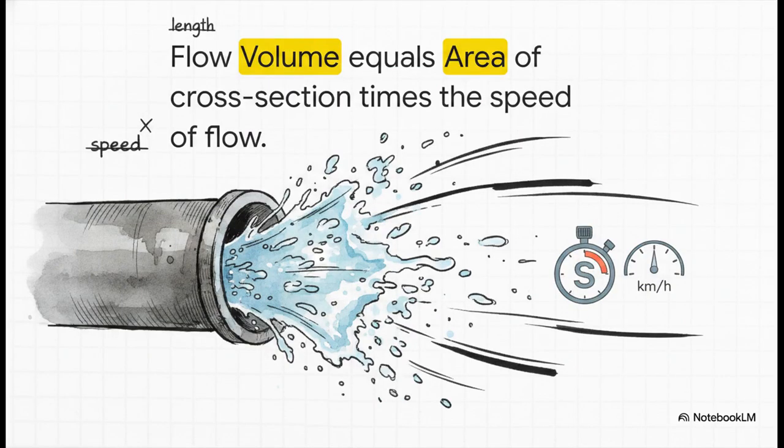Well, the source gives us a brilliant adaptation of our cross-section shortcut. For liquids, the volume of water that flows in a unit of time equals the area of the cross-section multiplied by the speed of the flow. Did you catch what happened there? Because the water is actually moving, speed steps right in to replace length.